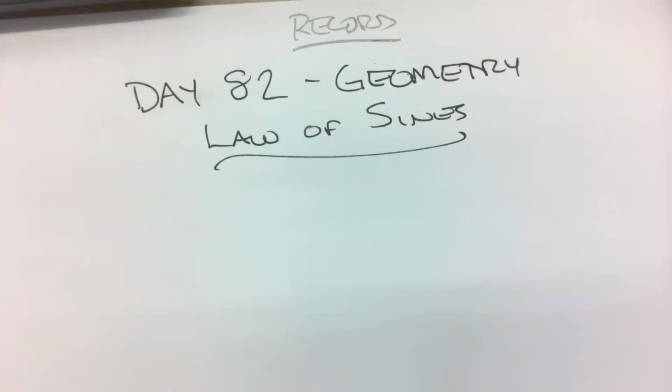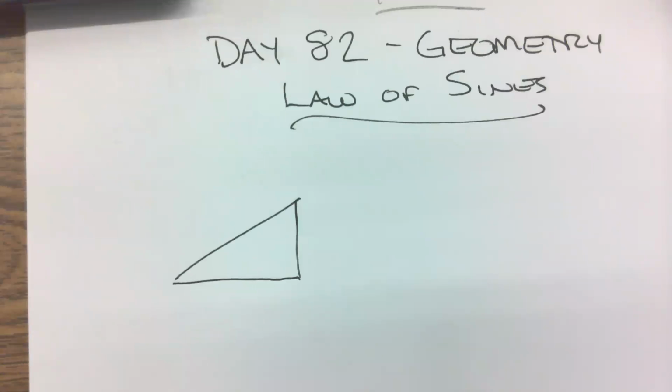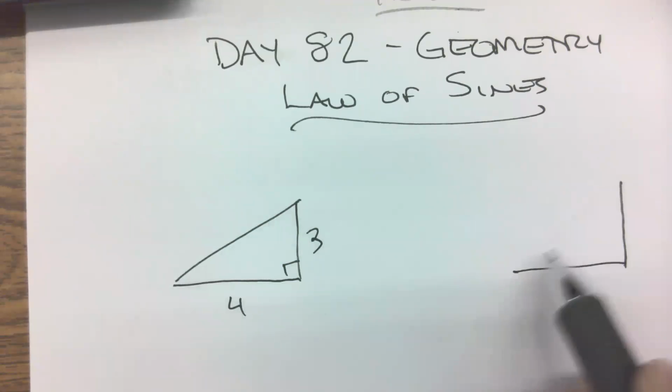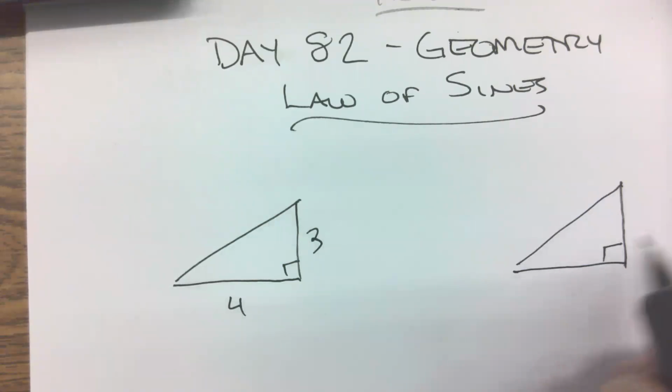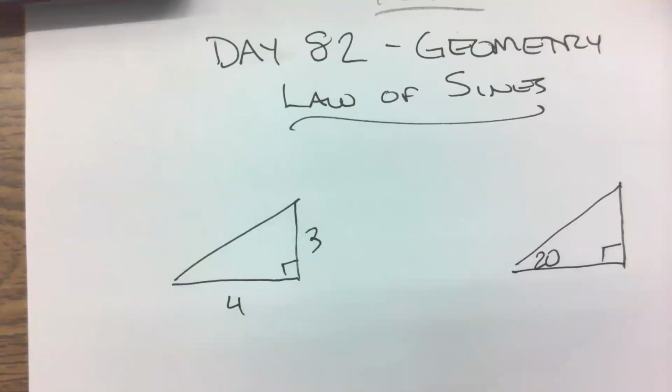So to this point, what we've been learning is that if I had a triangle, for example, with side lengths of 3 and 4, would you be able to find the third side? Sure, you could use the Pythagorean theorem, right? And if I had another triangle over here with a right angle here and 20 degrees here, would you be able to find the third angle? Sure, because they all add up to 180, easy peasy.